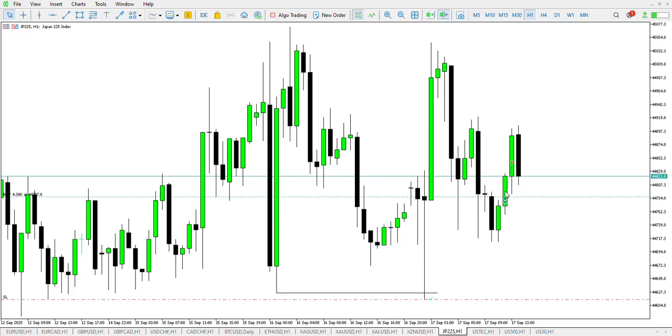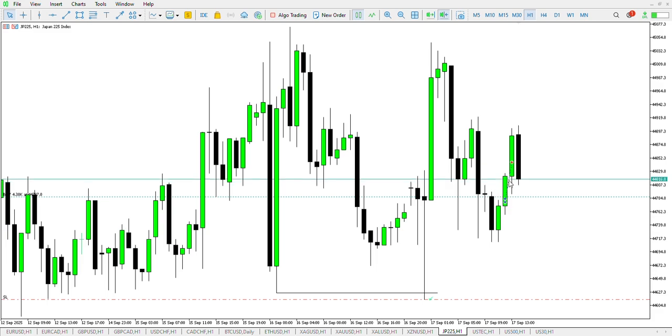This is my entry. I closed one of my entries. It was unnecessary, so I closed it, and then I have the second one running. Now the price is kind of pulling back, and if we move higher to break this high, I will be looking to add another position.